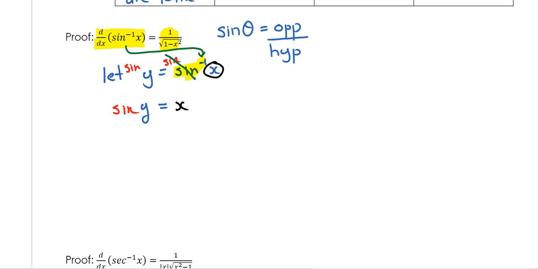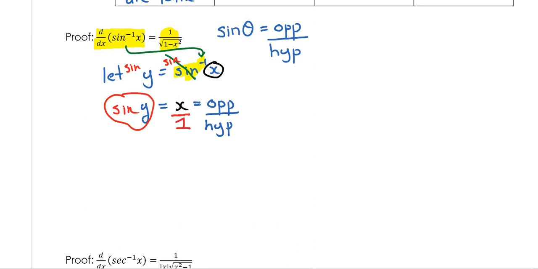Now, if I look at this expression right here, that's very similar to this expression right there, where I have sine theta equals to opposite over hypotenuse. So what I can do right here is I can just make this x equal to the ratio of sine, which is going to be opposite over the hypotenuse. Okay, and that means my hypotenuse here is going to be 1.